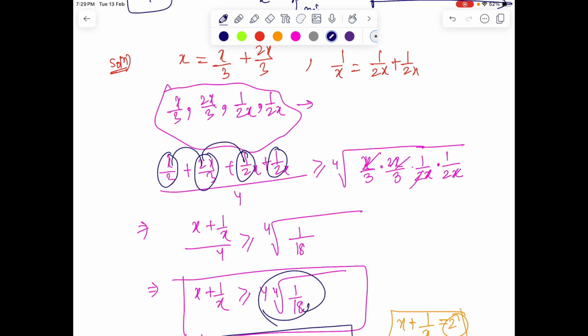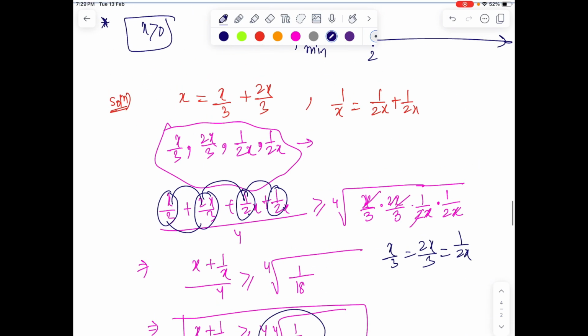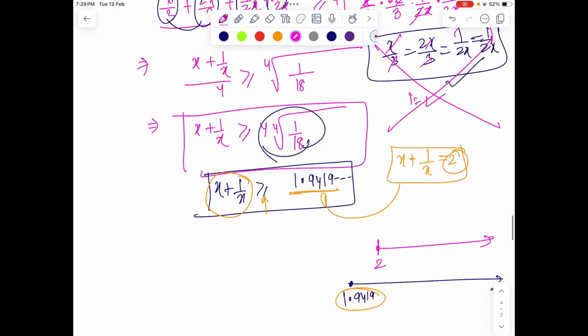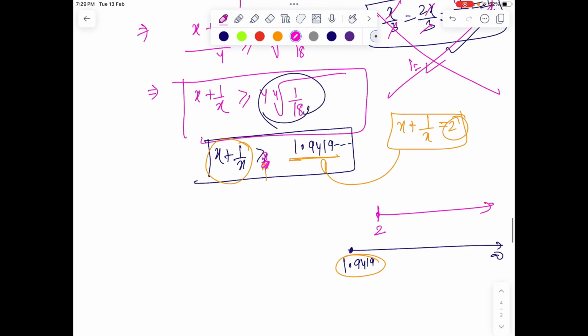See, it's very beautifully decorated because I intentionally selected the objects in such a fashion. For equality, these 4 objects must be equal for the AM-GM inequality. So of course 1 by 2x is equal to 1 by 2x, but what about the first 2? x by 3 equals 2x by 3. For the equality case, to attain the value of 1.9419, we must have a value of x which makes all these 4 objects equal. Now that is impossible. Why? Because although these 2 sides are equal, here x will get cancelled and we'll have 1 equals 2. That's a contradiction. It means this equality cannot be achieved.